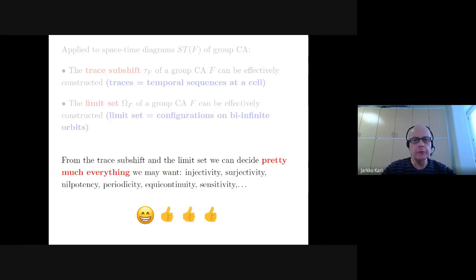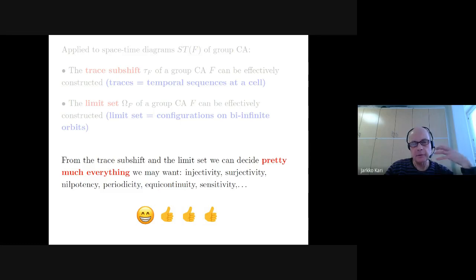And now the good news is that once you know the trace subshift and you know the limit set of a cellular automaton, then we can pretty much decide everything about the cellular automaton. We can test whether it is injective, surjective, nilpotent, periodic, equicontinuous, sensitive, and so on. I will show you examples of how we use this trace subshift and limit set to decide these things. So pretty much all these properties become decidable, and this is in any dimension of the space.